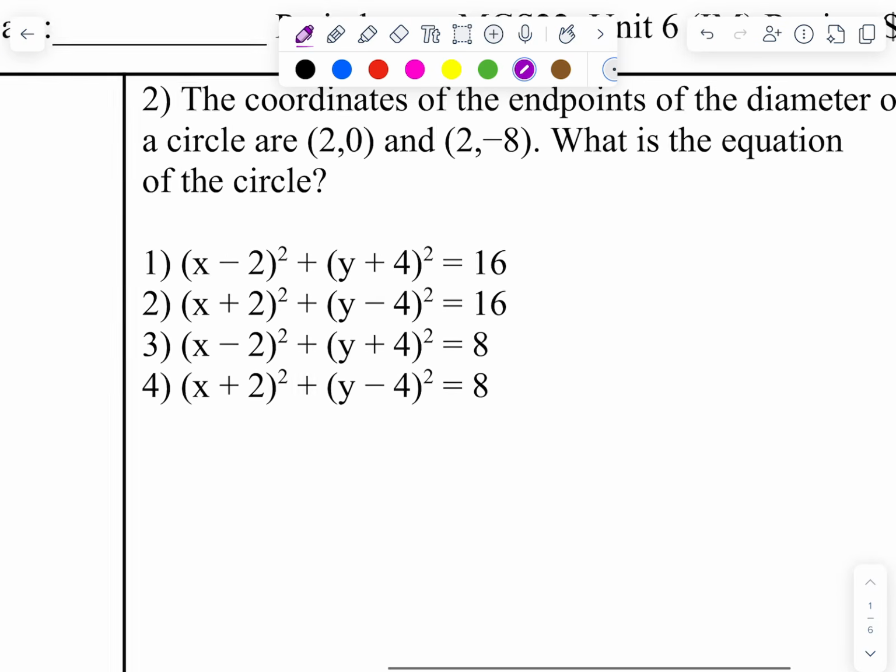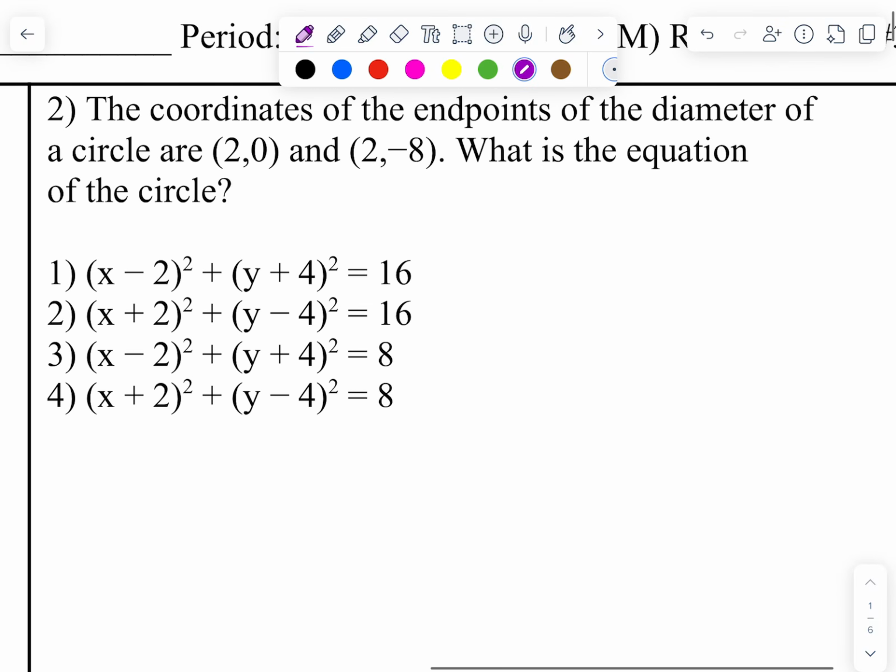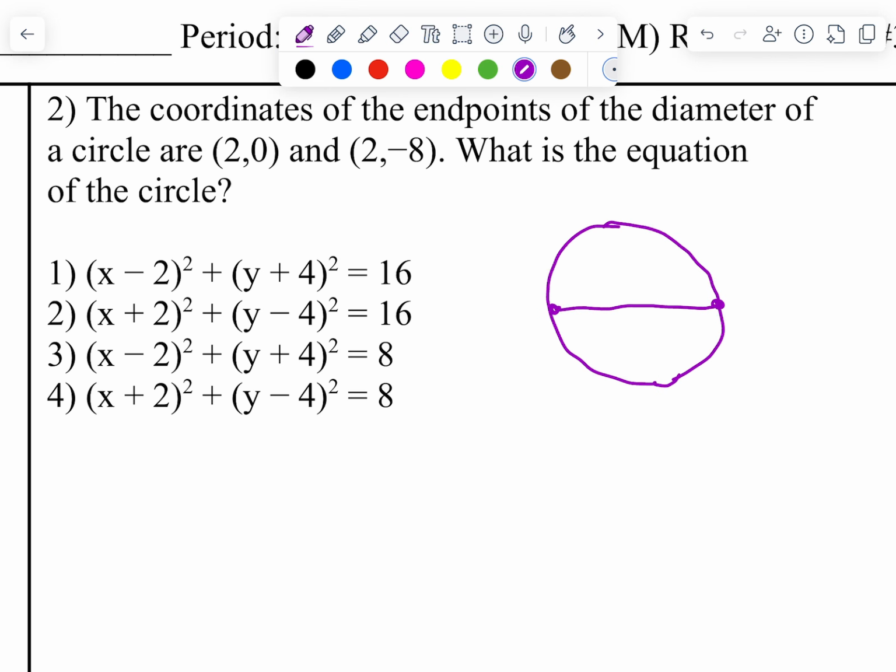Okay, let's move on to number 2. Here we have a diameter, and I'm just drawing a picture. It's not accurate. And we need the equation of the circle. In order to write the equation of the circle, we need 2 things. We need the center and we need the radius. So first I'm going to get the center, and the center is just going to be the midpoint between the 2 endpoints.